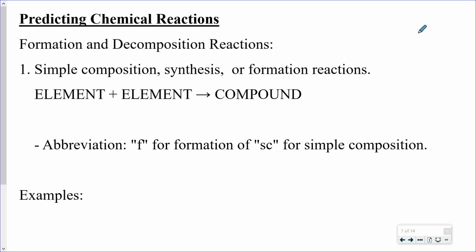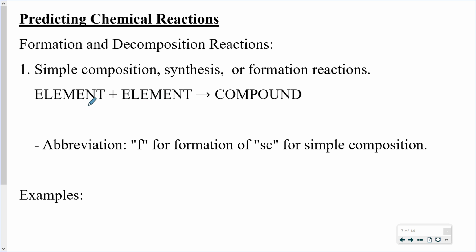So the first of the reaction types that you need to know: formation reaction or simple composition reaction, also referred to as synthesis reactions. What you're doing is combining elements together, forming a bond and a compound in the process. So the two elements you're going to have joining together could be single atoms on their own, like a silver atom, or they could be those molecular elements as well that are diatomic, like nitrogen or chlorine or oxygen.